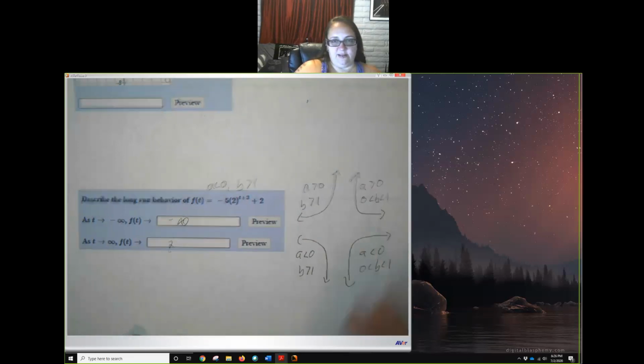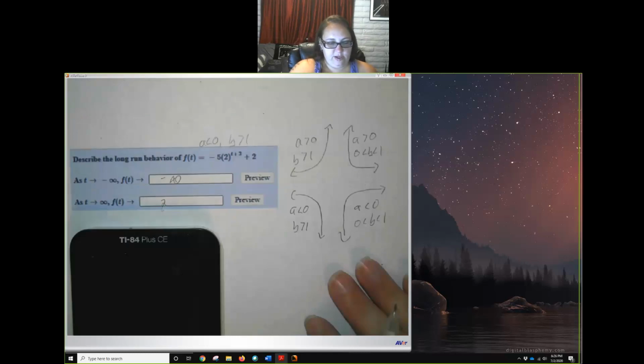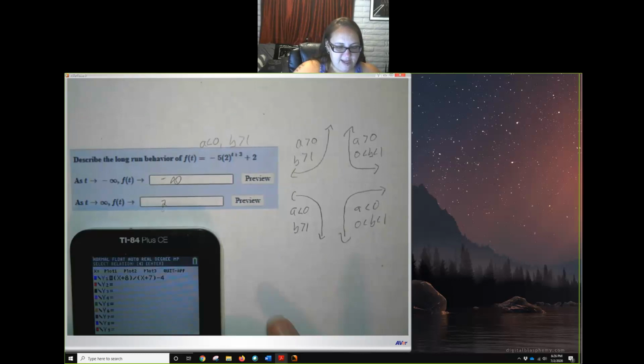Now, if that was a lot of math for you, you always have the calculator. So let's take a minute to graph this and see what it looks like. Negative 5, 2 to the x plus 3, plus 2.